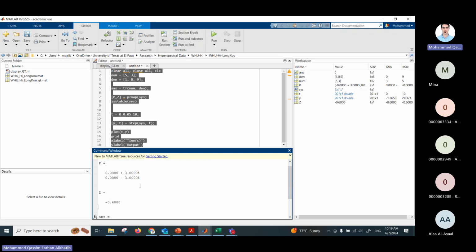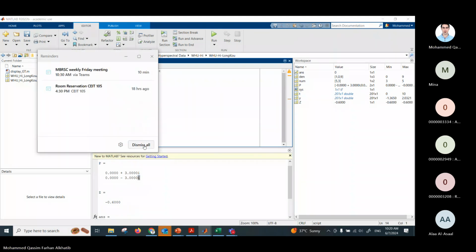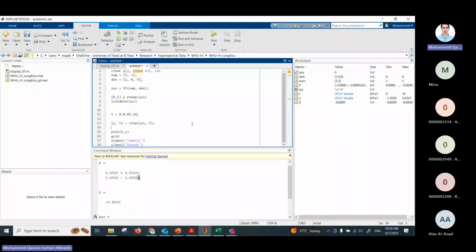To check my poles, I have 0 plus 3i and 0 minus 3i, or j, where i is the complex value. So this is the case, I have two poles right on the imaginary axis at -j3 and positive j3. That's an example of a marginal stable system. Remember, I think 2 or 3 days ago, we talked about stability, what we mean by stable, unstable, marginal stable. So this is the case when you have a marginal stable system.